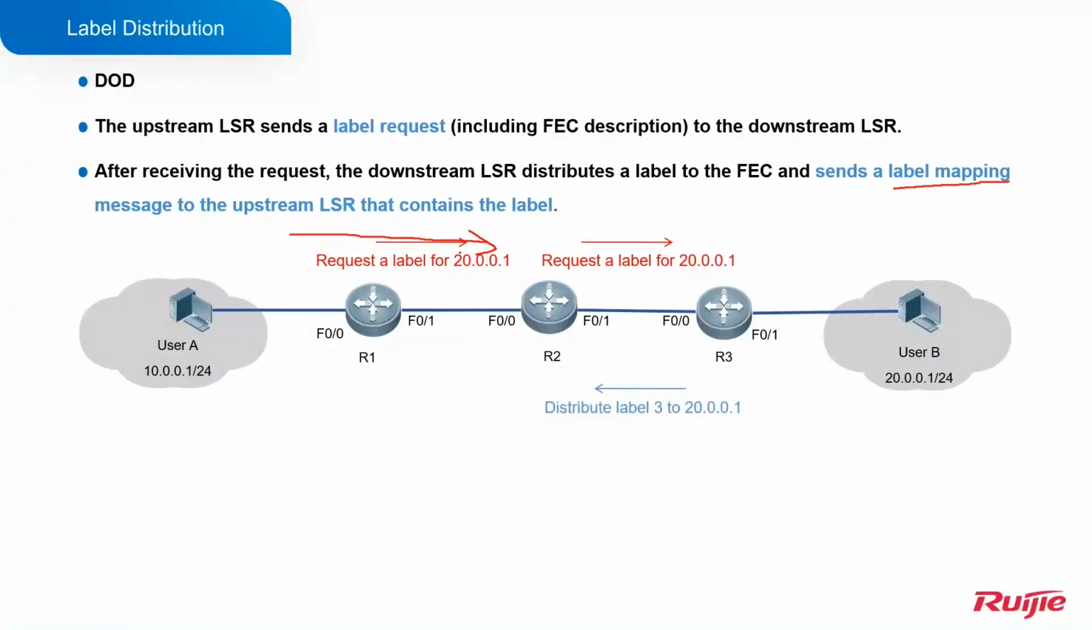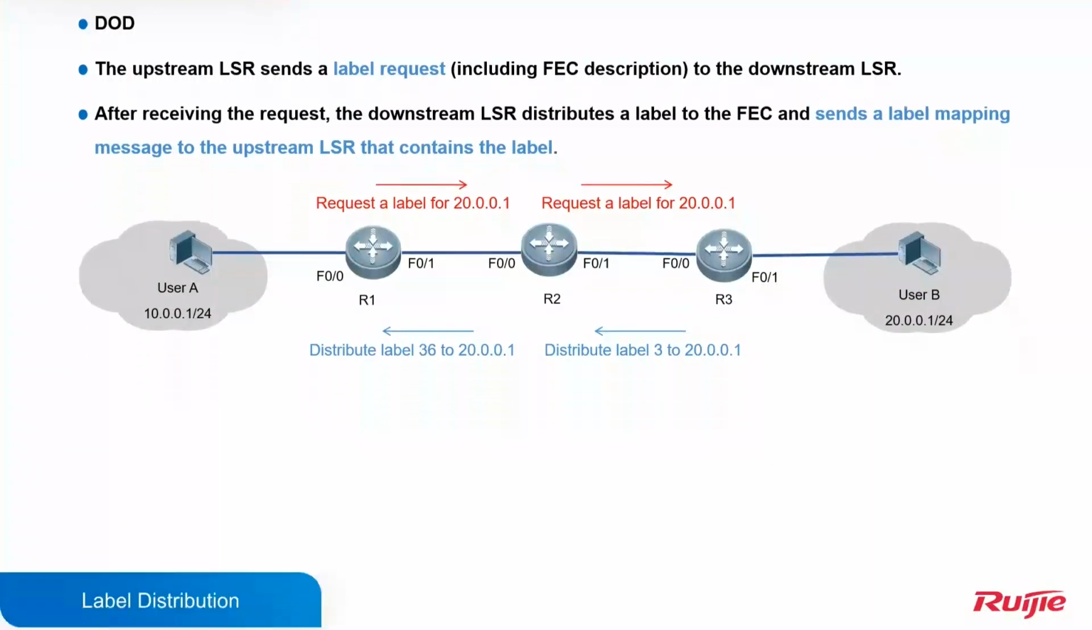Then route 3 will give the label mapping message. Hello, please use the label 3 as your out label, right? And route 2 also will send out the local in label 36 to become the out label for R1. So this is the function of the DOD. I will send out the request, then my neighbor will give us the label information.